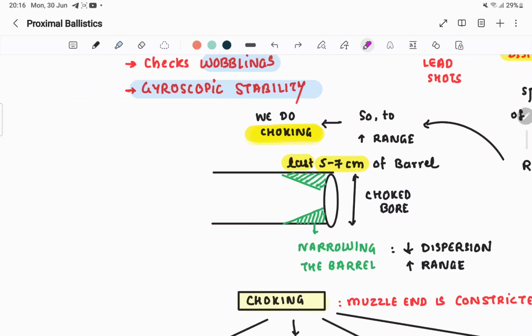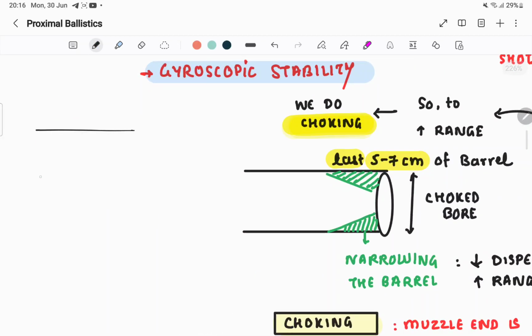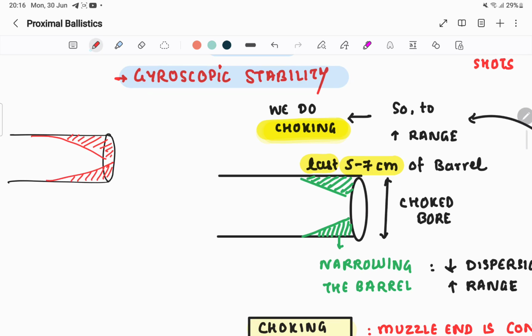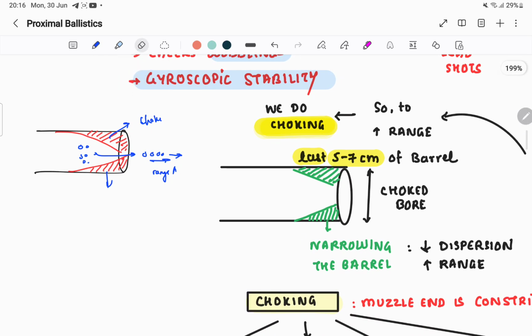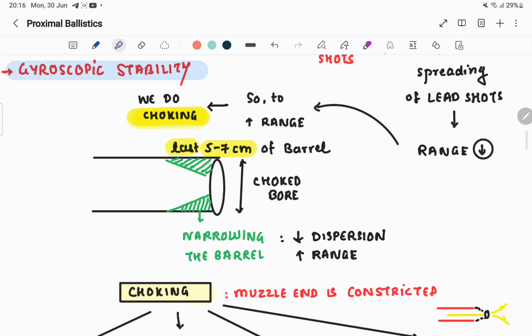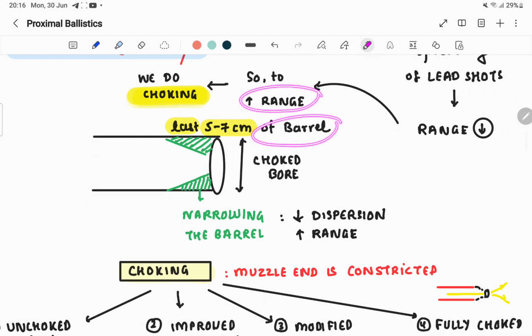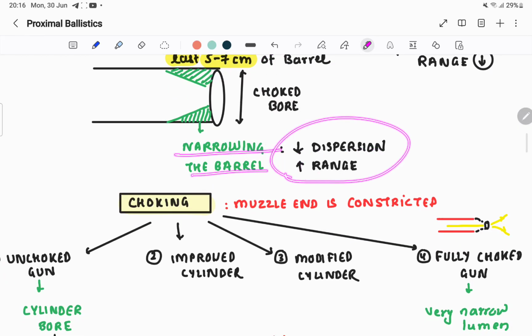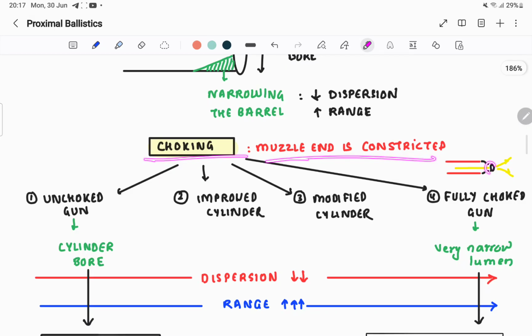What is choking? Let's say this is the gun, this is the opening. From inside, you make it narrow with some material, with metals. If it is made narrow, then the lead shots will travel in a streamlined direction and the range will improve. This part is called choking. This is done for increasing the range of the barrel. Narrowing the barrel decreases dispersion and increases range. In choking, the muzzle end is constricted.